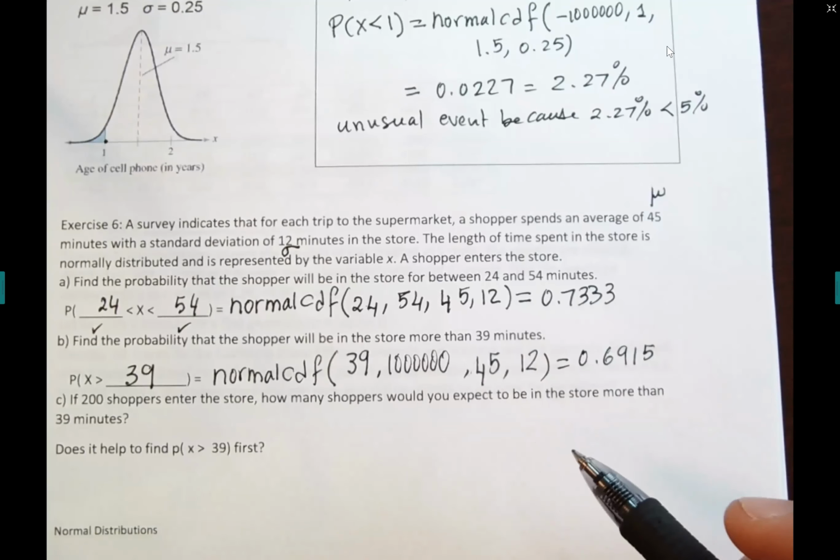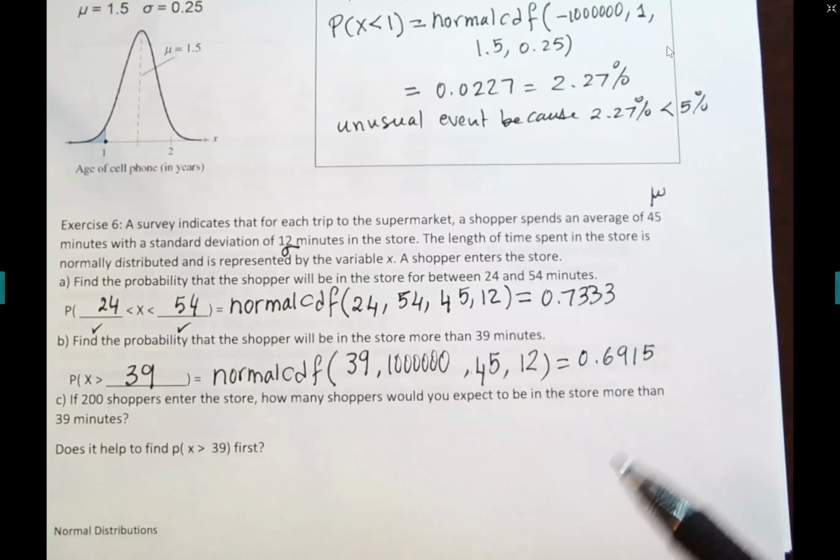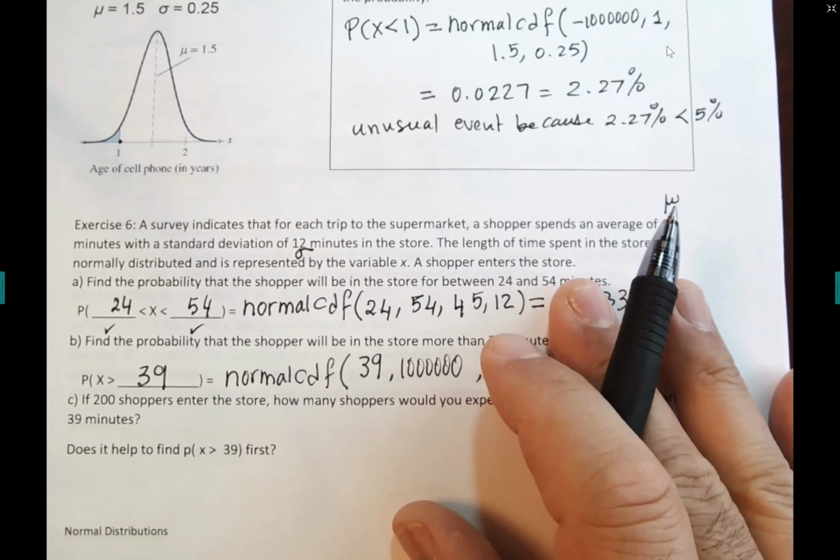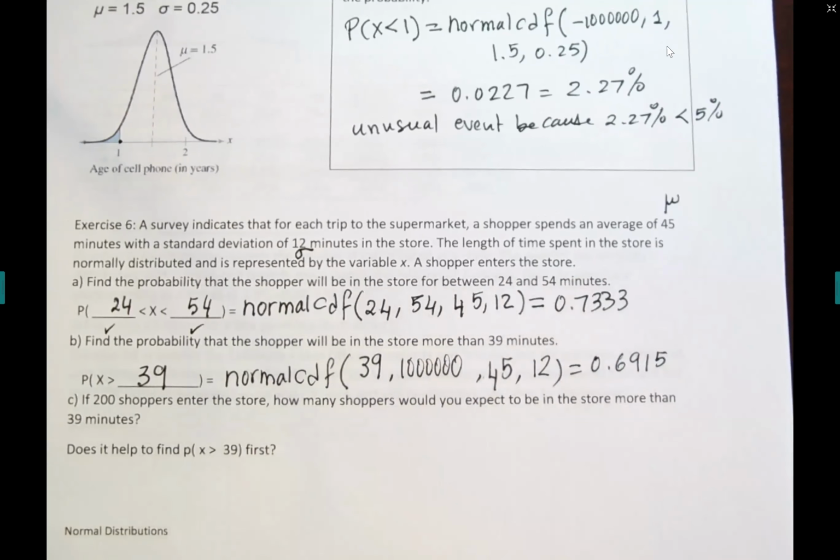If 200 shoppers enter the store, how many shoppers would you expect to be in the store for more than 39 minutes? So if there are 200 shoppers, they want to figure out how many cashiers they should have on the floor. So they need to know the likelihood that some of the shoppers will spend more than 39 minutes. We figured this out. It was 69.15%.